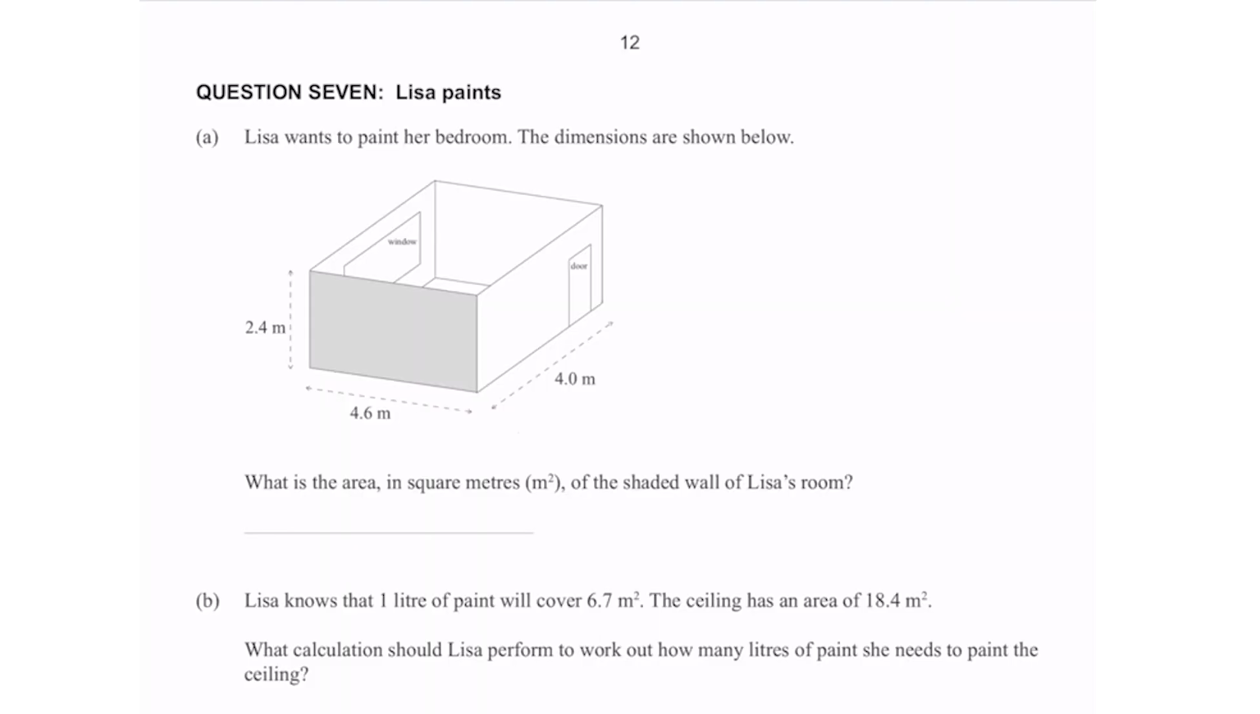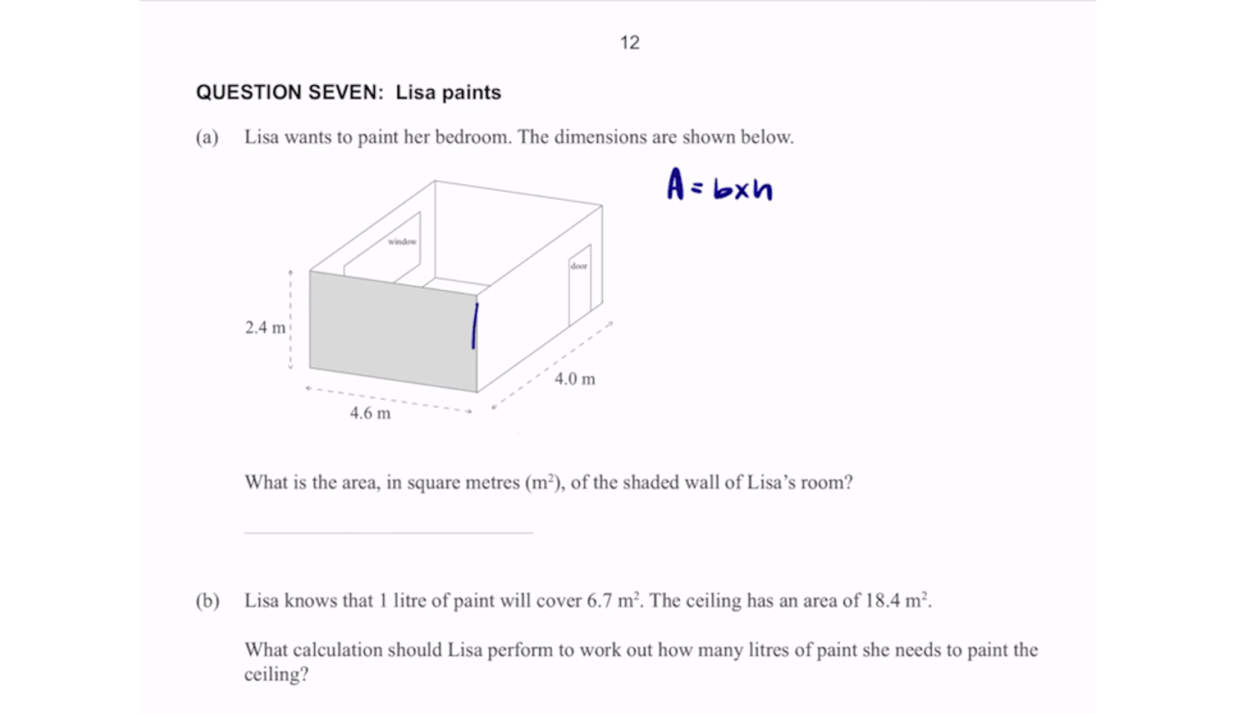All right, let's look at question 7. So this is about Lisa painting a bedroom. They give us the dimensions of the bedroom here. The first part is, what is the area in square meters of the shaded wall of Lisa's room? So remember, the area is base times height.